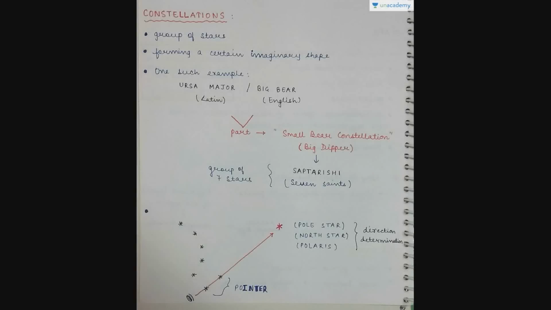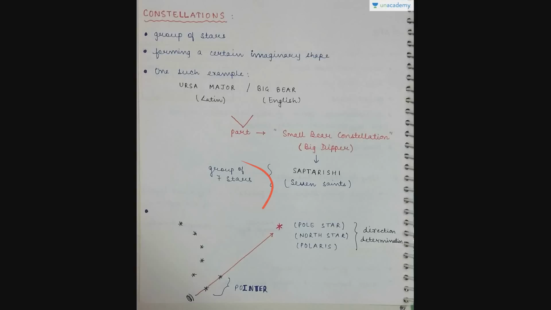Then constellation. It is also a group of stars, but it forms an imaginary shape. When we look at them, we see that it might resemble a certain shape. One such example is the Ursa Major constellation, which is Latin, and in English it is known as the Big Bear constellation. One part of this Big Bear constellation is the Small Bear constellation, which is also known as Big Dipper. In Sanskrit, it is known as Sapta Rishi. Sapta is 7 and Rishi is sages. So, it is a group of 7 stars.